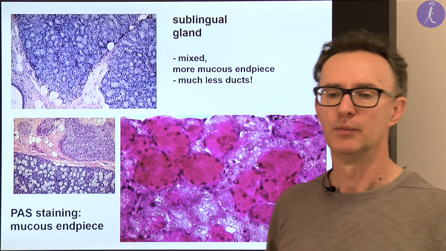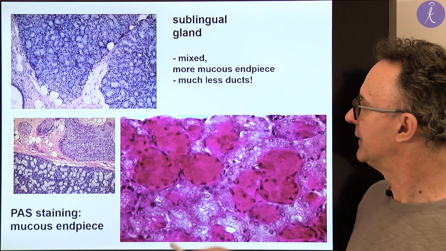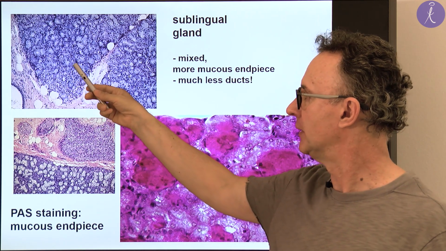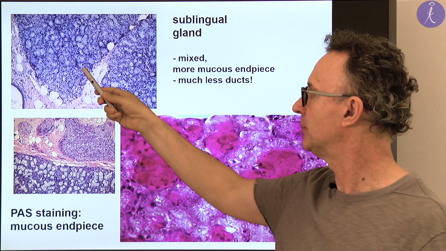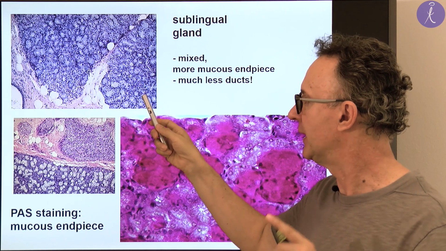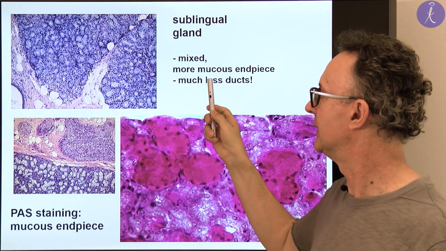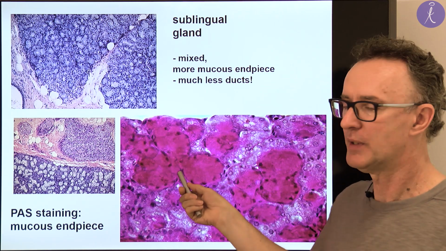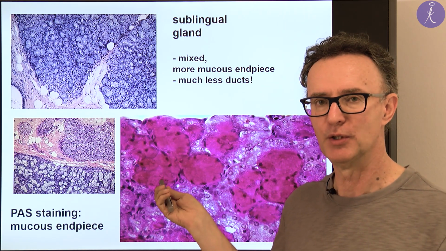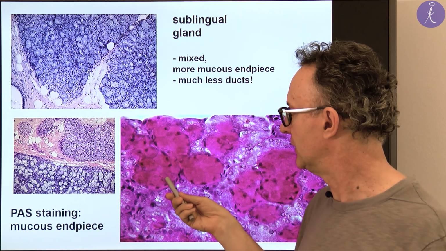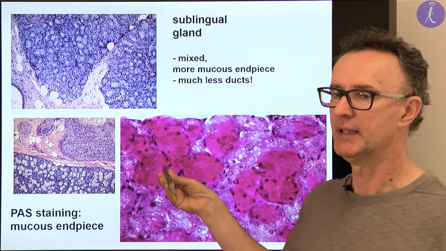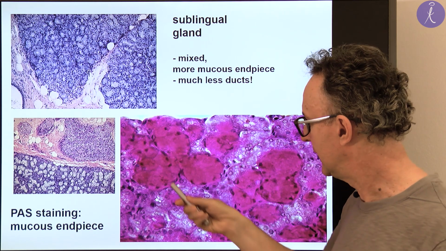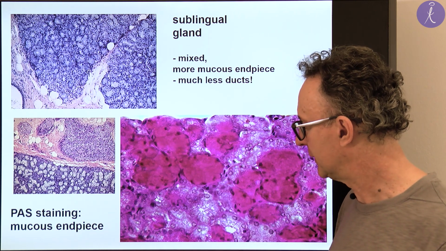And the third would be the so-called sublingual gland, where we have more mucous secretory portion, much less serous. And again, I'd like to highlight, we have much less duct, and that's why you don't see these in the photos. If we use a special staining method for the visualization of the carbohydrates, the PAS, it's able to visualize it, and they will appear in purple.